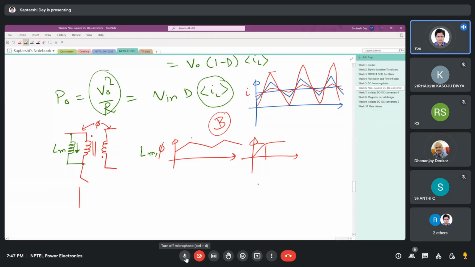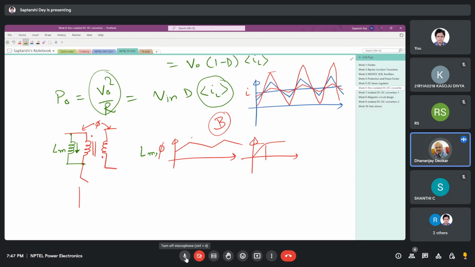This is understandable, right? Because in a transformer, we know that the flux density does not change with load. Whatever flux is there at no load, that much flux is there at full load. But that is in a transformer. In a coupled inductor, the load will decide everything.